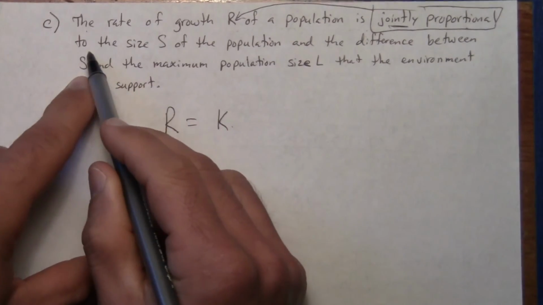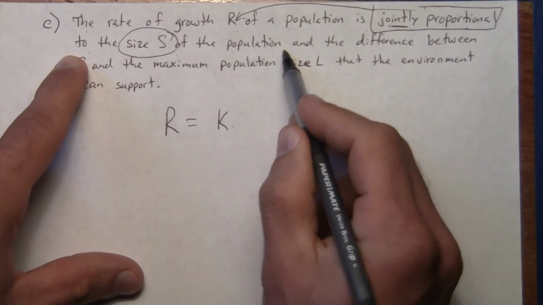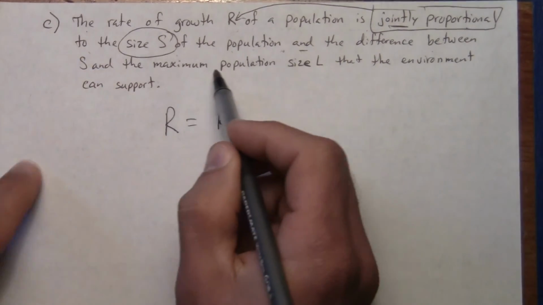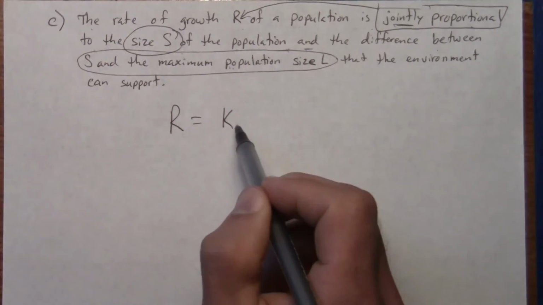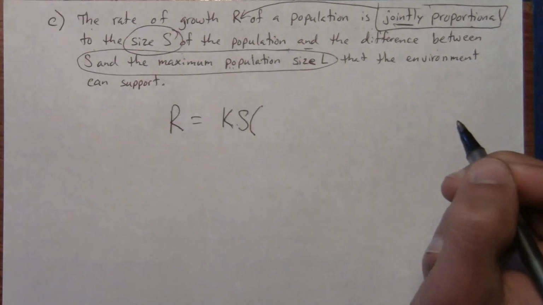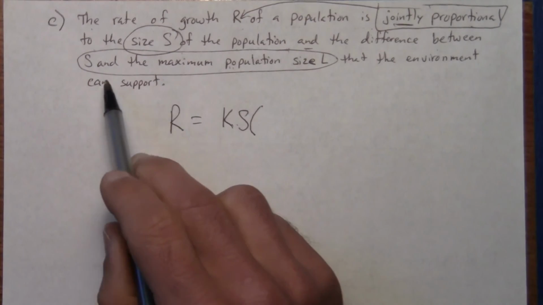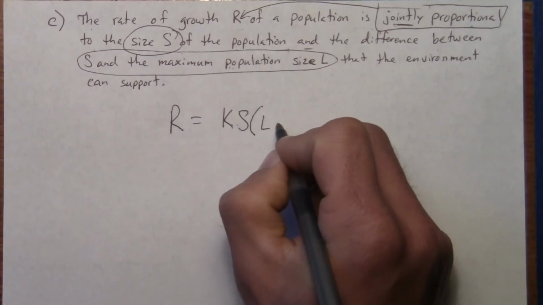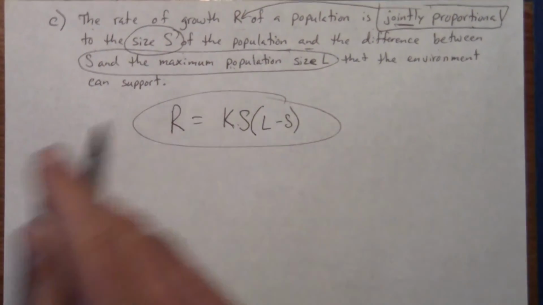So if I look here, it says, to the size S, there's 1 of the population, and there's the second one, the difference between S and the maximum population size L. So these are the two things that are getting multiplied by k. So it's S and, because it's a quantity being added or subtracted in any parentheses, the difference of S and L. Now since L is a maximum population size, it's bigger than S, so I would want to do this. And that would be my equation.